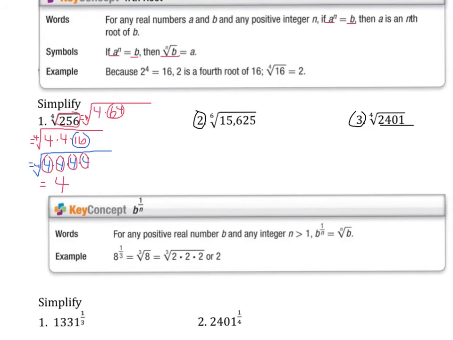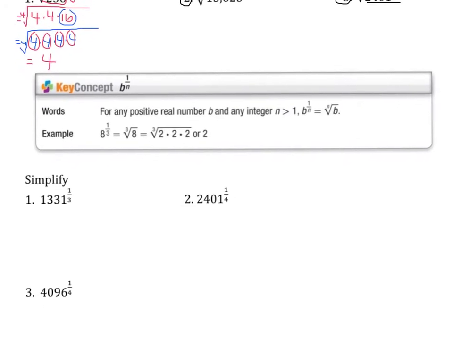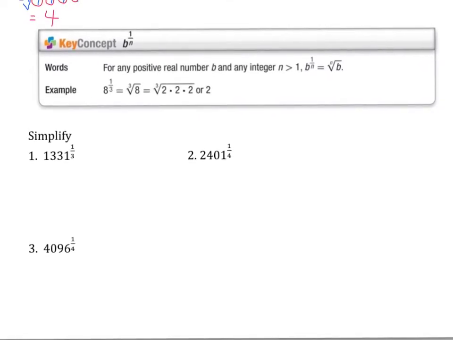Now we've already taken a look at b to the 1/2 power, but what if we have b to the 1 over n power? So we have b to any other number than 2. Well, it's going to be really similar to what we saw with 1/2 power. b to the 1/2 power, like we said, is the square root of b. Well, if you see here, we have 8 to the 1/3 power is just going to be the cube root of 8.